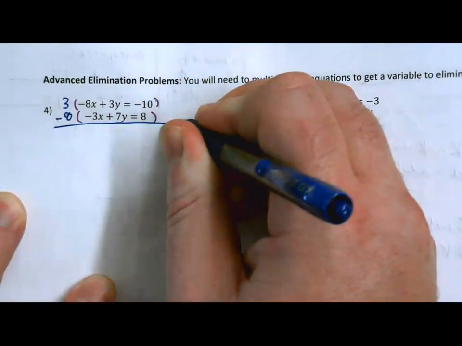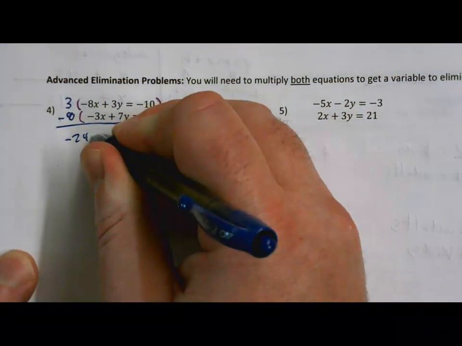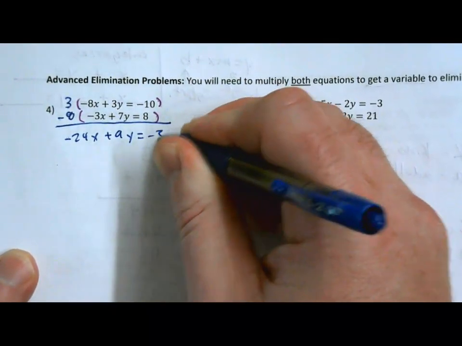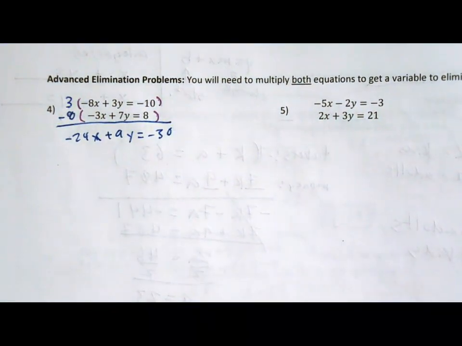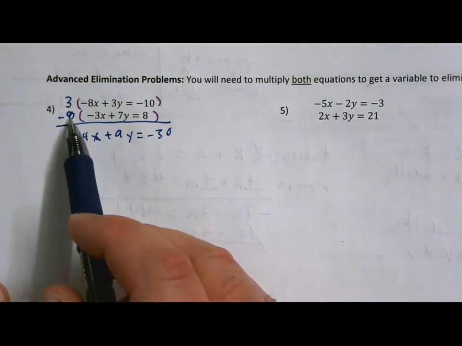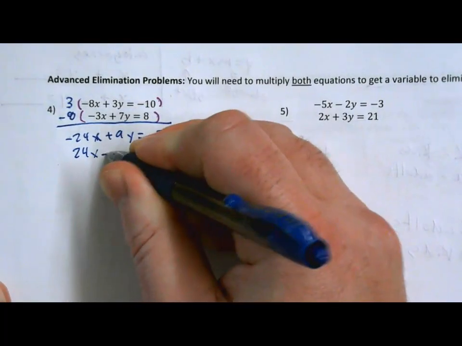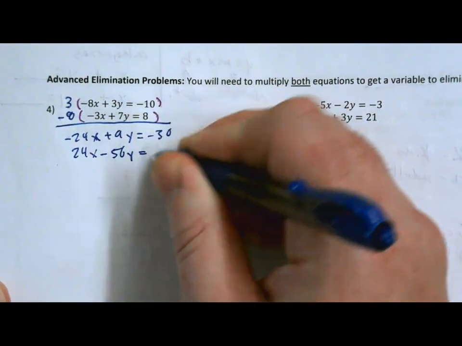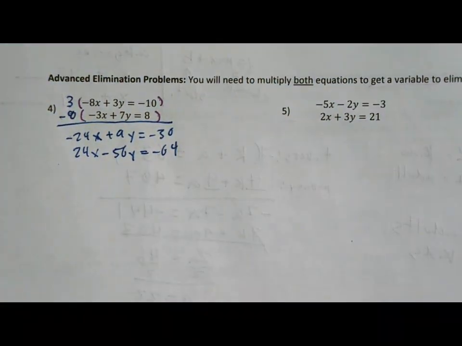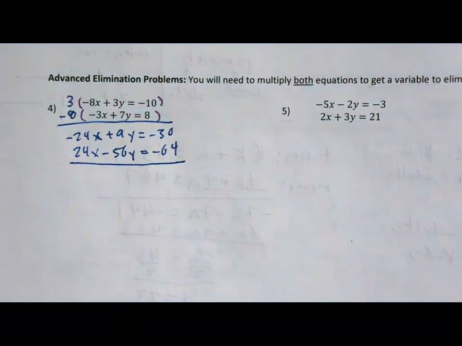So let's go ahead and write down our new equation. So we're going to have 2 new equations, and we got to do work for both of them this time. -24x, 3 times 3 is 9y, 3 times -10 is -30. And then we're multiplying by -8 here. That's going to give me a +24x, a -56y, and a -64. A lot of times these problems end up with some bigger numbers, but that's okay.